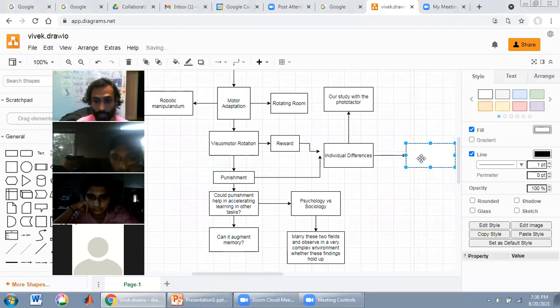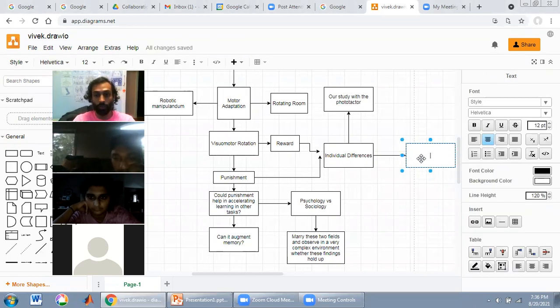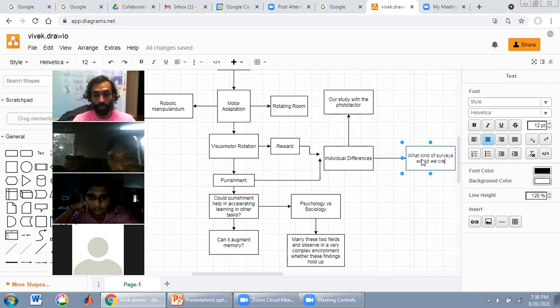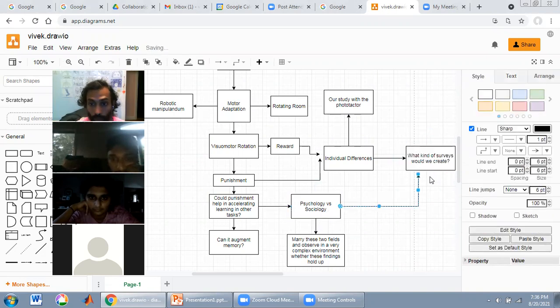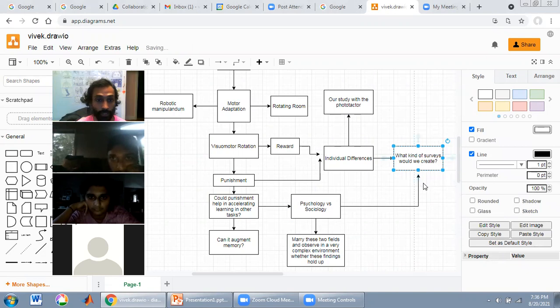And sort of adding on to that, sorry, but I think this is really great. What kind of surveys would we create? And that really connects in a way to what Manning was saying with psychology versus sociology. Could those inform some of these surveys and the questions that we ask? But that's really deep.